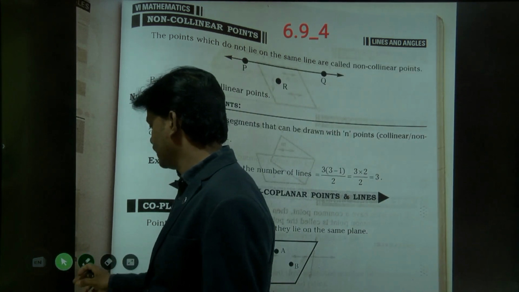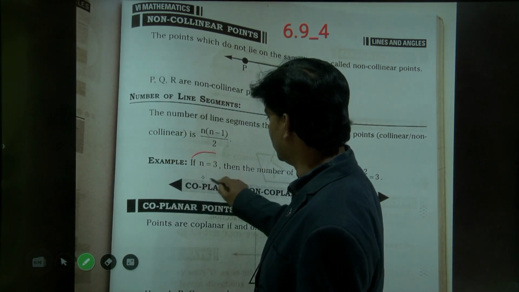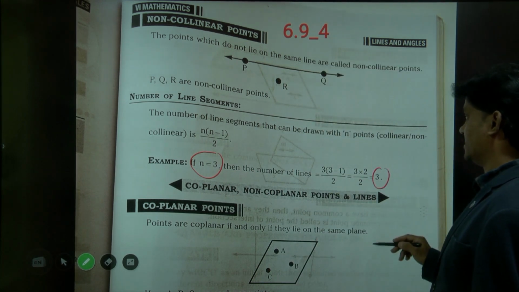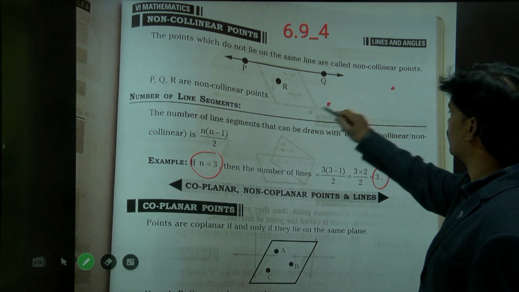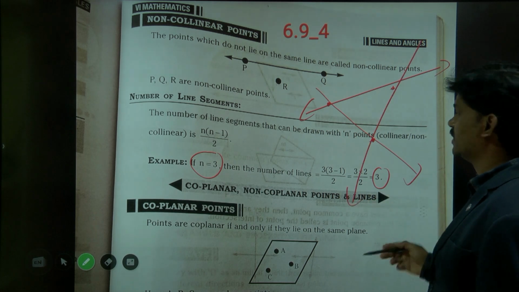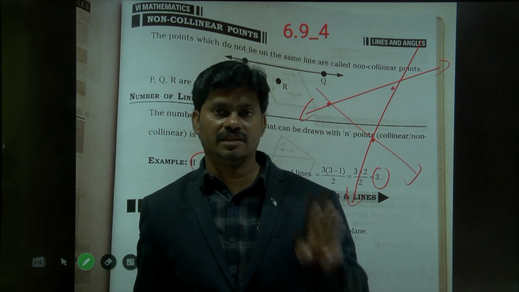How many lines can be drawn through given points? So the given points are 3. How many lines can be drawn? 3 into 3 minus 1 by 2, 6 by 2 is 3. See, like this, 3 points are given. How many lines can I draw? 1, 2, 3. How many lines have I drawn here? Either collinear or non-collinear, you can draw 3.